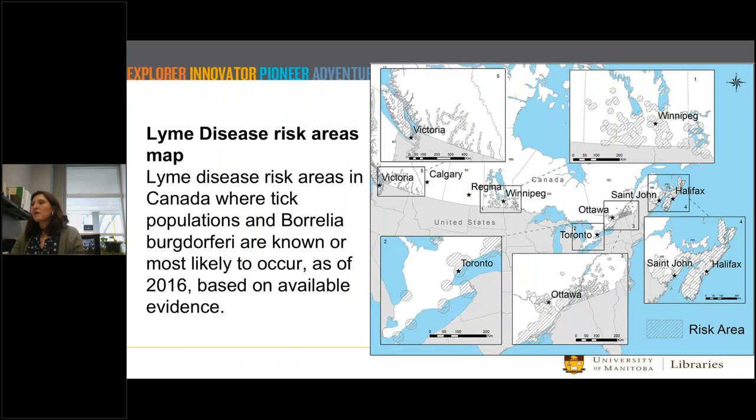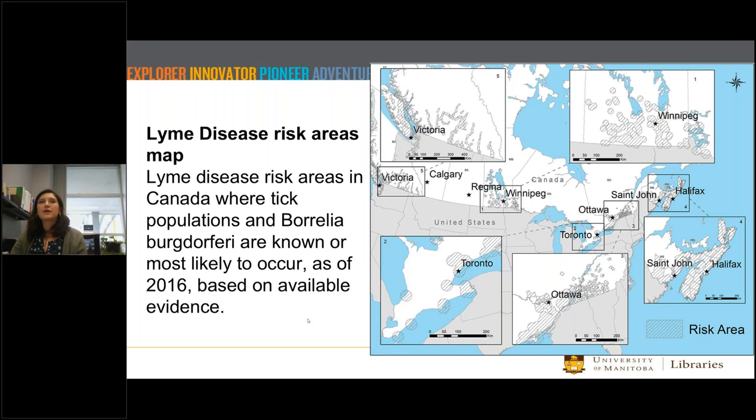Here's another one. This is taken from Health Canada. It's a Lyme disease risk areas map, and it shows you the different areas in Canada where Borrelia burgdorferi are known to occur most likely. And this is a map from 2016 information. And you can see here the legend that says risk areas are denoted with this pattern, and then it shows the pattern and gives you secondary frames to kind of enlarge the information there of the different areas.